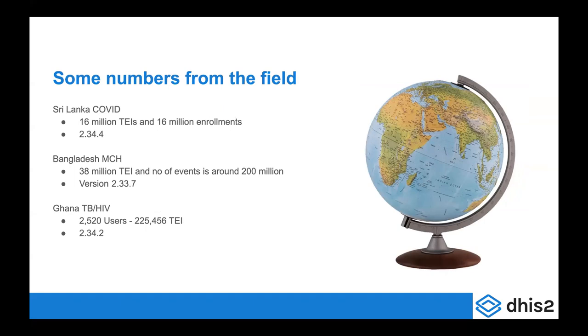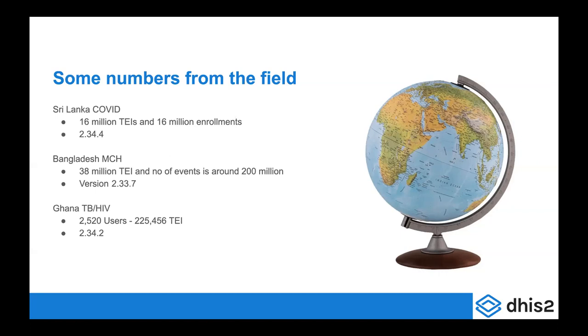We have the Sri Lanka COVID system, where they have 16 million TEIs, which means persons, for those who don't know that, which is tracking 16 million individuals with COVID surveillance. The version is mentioned there for a reason soon apparent. They are running 2.34.4. Bangladesh is running an older 2.33, and they have a very big instance of 38 million TEIs and around 200 million events. That's a modern child health tracker. And then I put Ghana here. I could also have put the Burkina Faso, Togo, West Central Africa HIV server, which is around the same size.